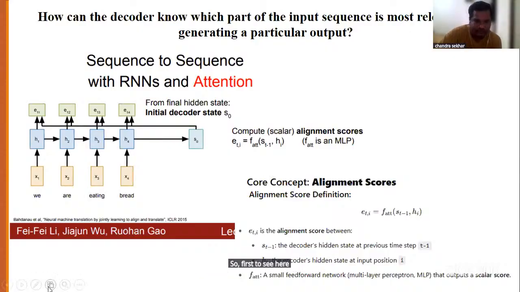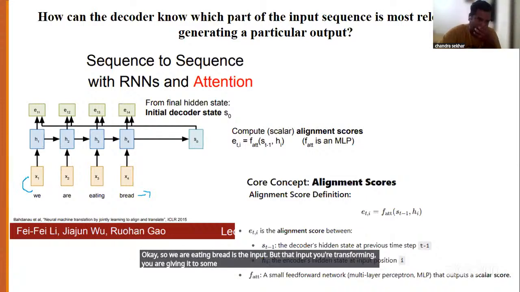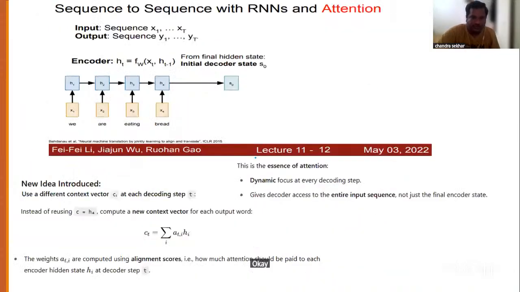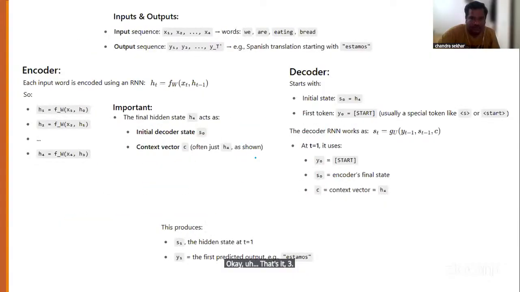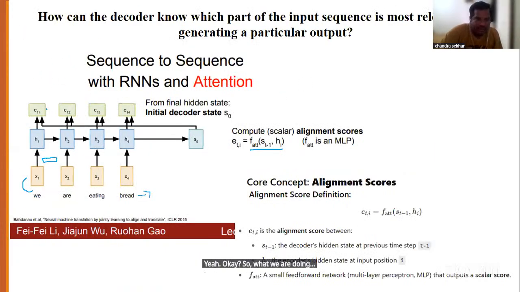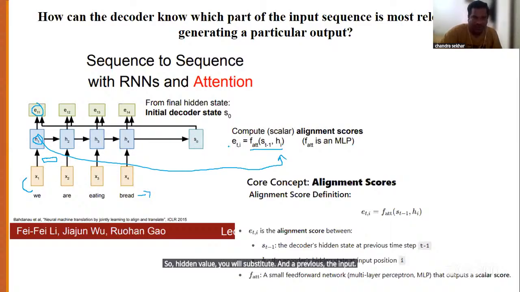So first see here how we are going to see. This is the input we have. Okay. So we are eating bread is the input. But that input you are transforming, you are giving it to some embeddings, and you will get the embeddings out of it. So now you see, this is the formula. Okay. So what we are doing, we are computing the E value. So what you are doing, S(t-1), h_i. See, h_i is the hidden value. So hidden value you will substitute. And the previous state value, S(t-1), and you are performing some operation, you are getting the e_t values.